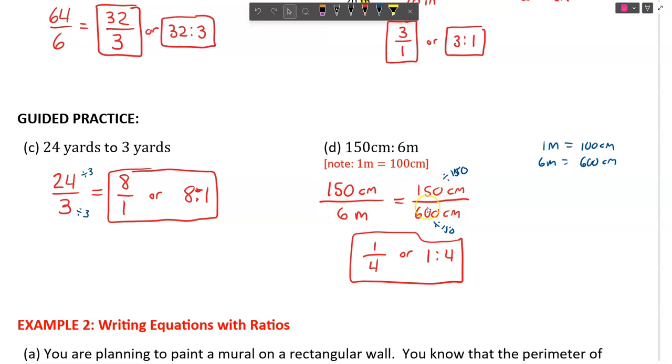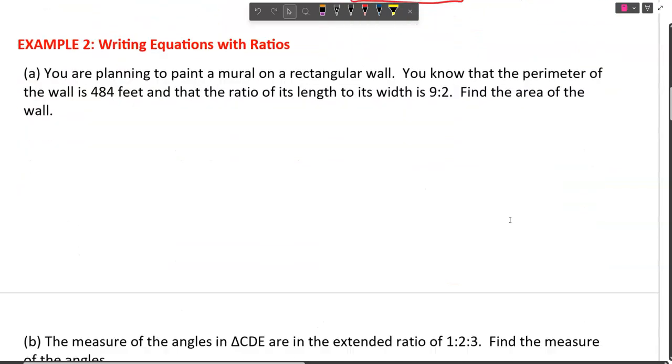So now we're simplifying 150 over 600. They both go into 150. So when I divide it, I got a 1 over 4 or 1-to-4 ratio. The second thing we want to be able to do with ratios in this course is to write equations. So I have two different examples here.